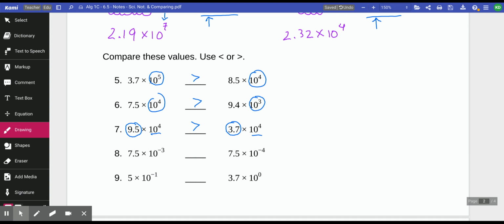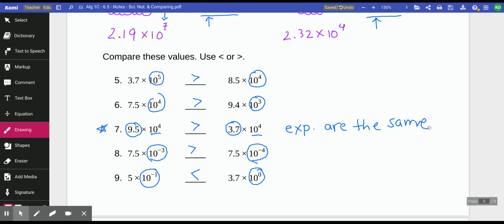Okay. The next one, number 8 here, I'm looking again at the exponents. And technically, 10 to the negative 3rd, right? Negative 3 is bigger than 10 to the negative 4th. And then finally, our last one here, 10 to the negative 1 or 10 to the 0. 0 is bigger than negative 1. So finally, we have one that goes the other direction. All right. So the only time I'm comparing that front number is when the exponents are the same. That's the only time I'm comparing that front number.